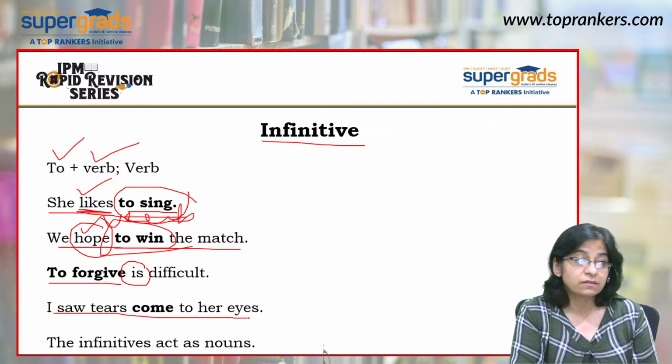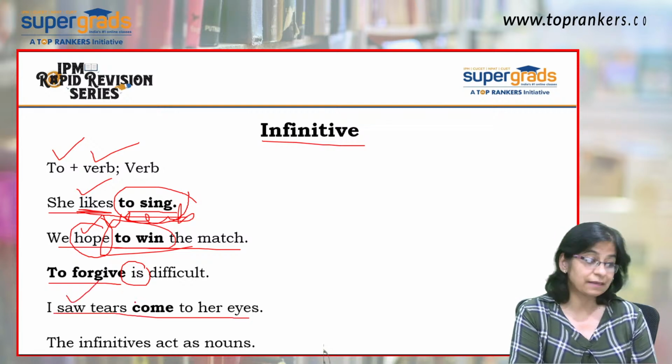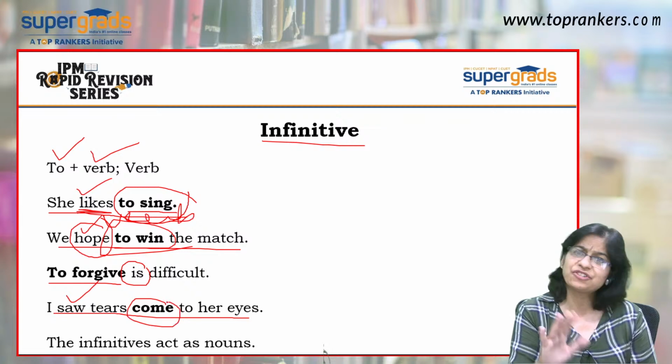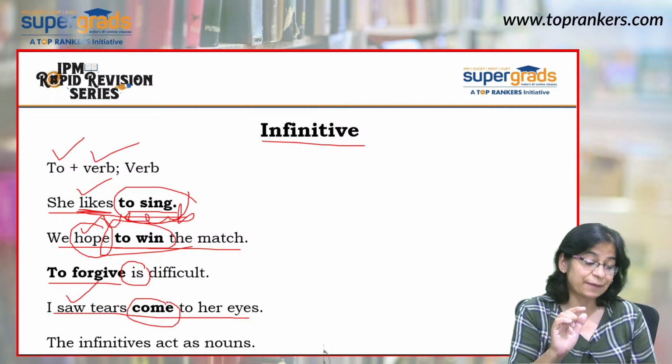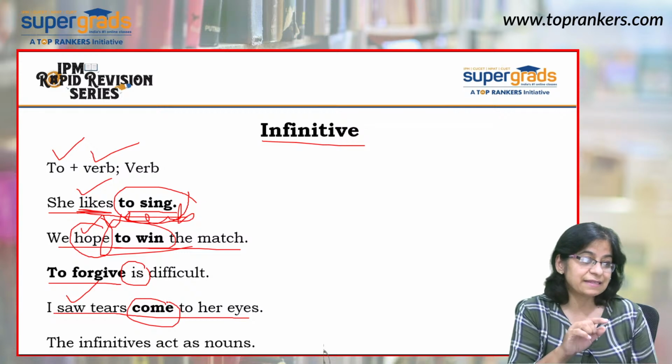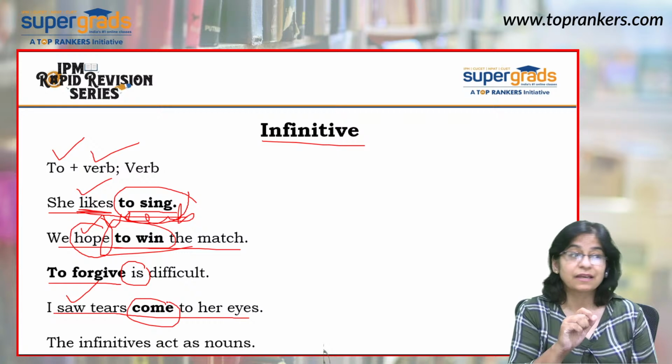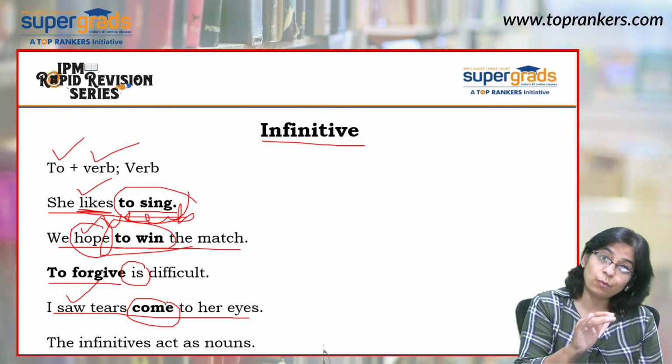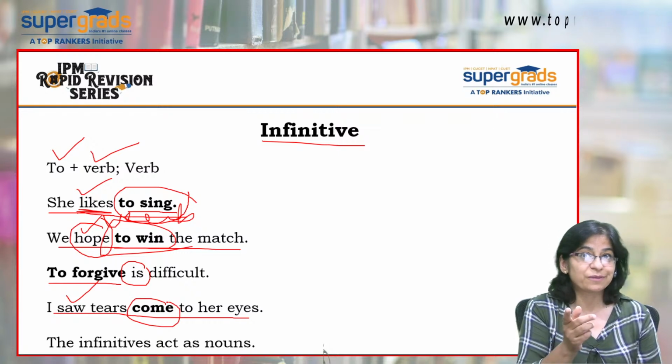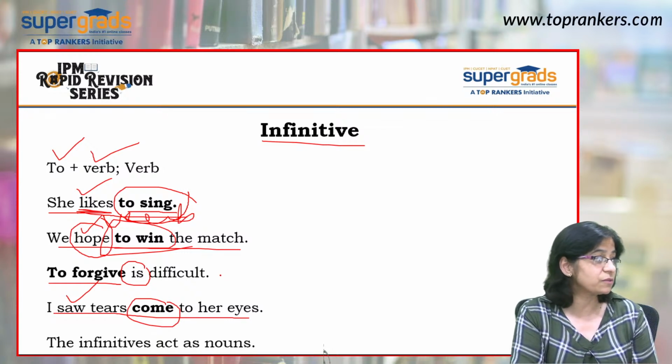Now, there's another one. I saw tears come to her eyes. Now, what did I see? Tears come to her eyes. Let's just try and change the tense of this sentence. I can see tears come to her eyes. I will see tears come to her eyes. So, infinitives are made up of verbs, but they do not work like verbs anymore, right? That's what the infinitive is all about.